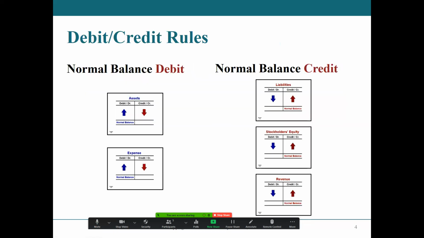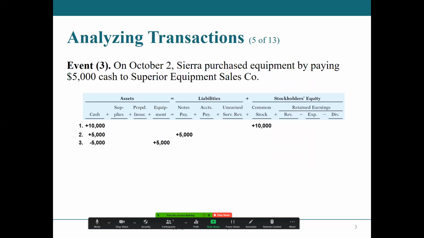So you were saying that the two things that are impacted, could you go over that just one more time? Yeah, so there's always at least two accounts impacted.